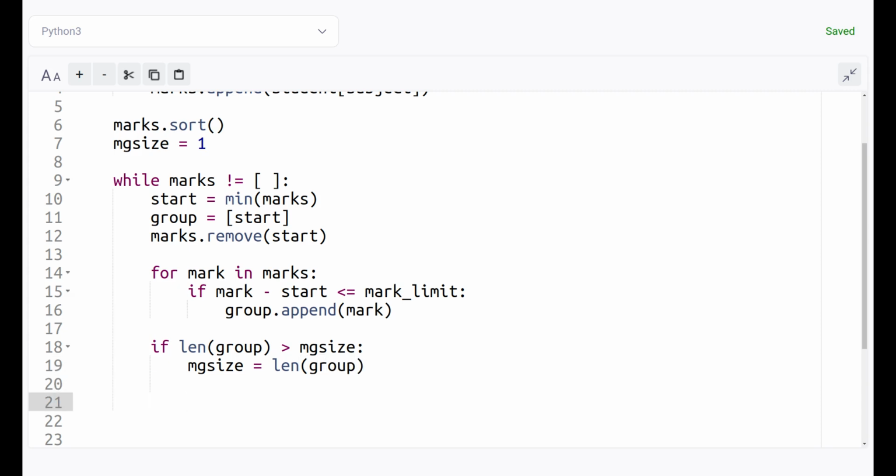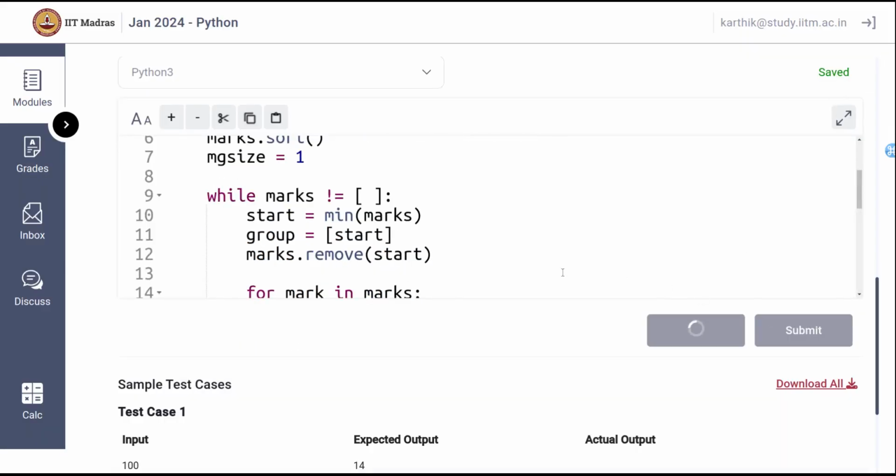Now all this is done. Once you get out of the while loop, you will have the maximum group size. So that's the whole idea. Once again, let's run this.